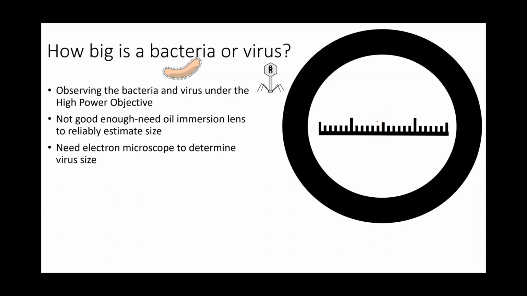We would need a more powerful microscope that contains an oil immersion lens in order to reliably look at and estimate the size of bacteria. Now, even using the oil immersion lens, which I believe is 1000x magnification, where we can start to see bacteria, we couldn't see viruses. Viruses are much, much smaller even than bacteria. We would need an electron microscope to be able to see viruses and estimate their size. So we would need a microscope that's much more powerful than a bright field microscope that we use in most science labs in order to see viruses reliably.